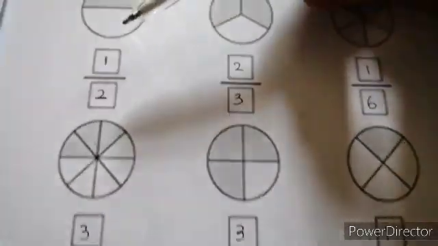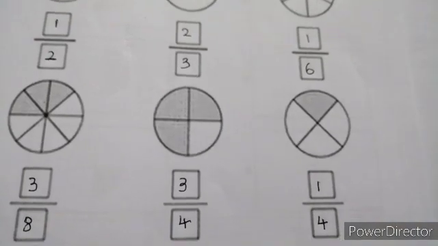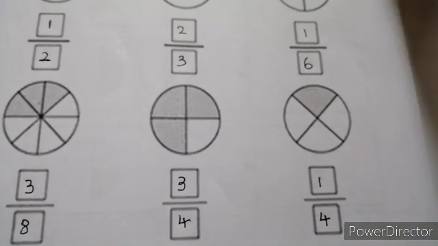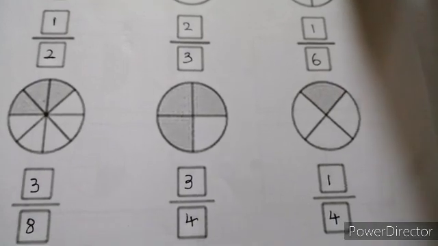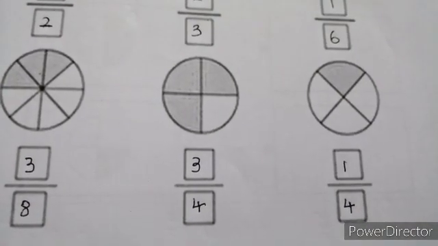1 by 2 is known as half. 1 by 4 is known as quarter. Yes, we learned this with the clock also. While reading time, we learnt about half and quarter. Do you remember? Okay, let's move on to the next question.